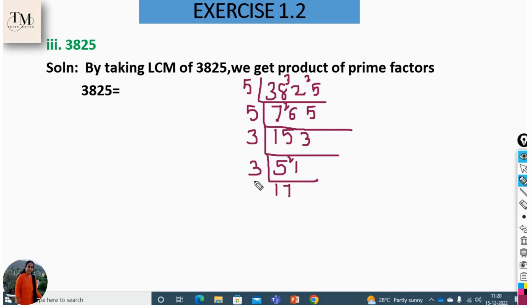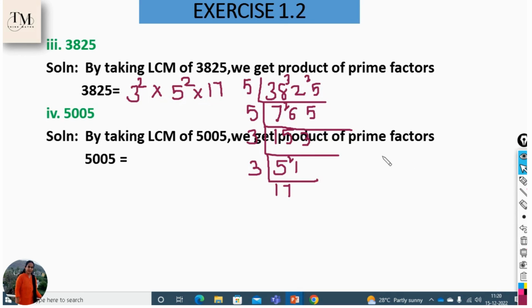So first least prime is 3. 3 appears 2 times, so 3 power 2. Next prime is 5. 5 appears 2 times, 5 power 2 into 17. So this is the prime factorization for 3825. So next problem.